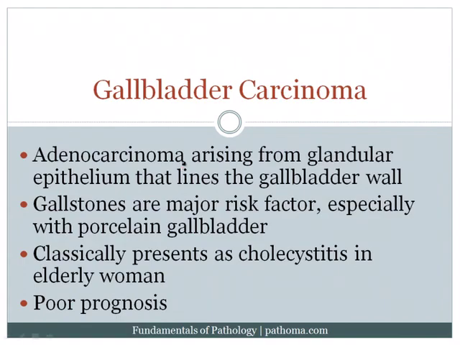Gallbladder carcinoma is an adenocarcinoma, and it arises from the glandular epithelium that normally lines the gallbladder wall. One of the major risk factors are gallstones, especially when a patient has a porcelain gallbladder. Gallbladder carcinoma classically presents as cholecystitis in an elderly woman. Now remember that cholecystitis is basically a disease of 40-year-olds and 50-year-olds. However, if you have a very old woman that presents with, for example, new onset cholecystitis, especially on a board exam, you really want to think about gallbladder carcinoma as an important cause, and this has a particularly poor prognosis.